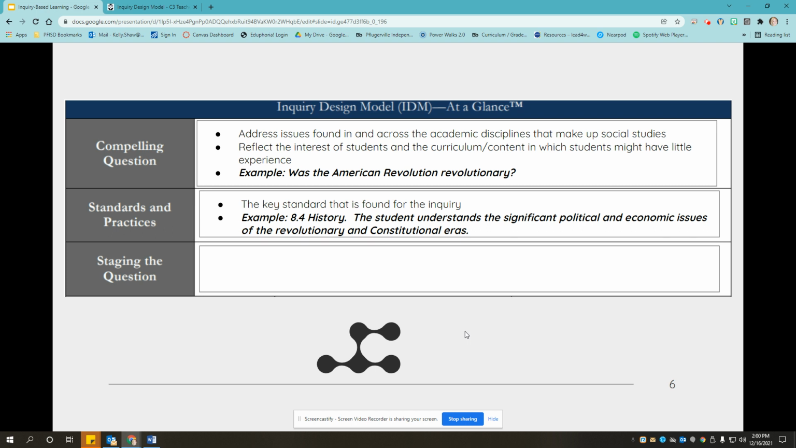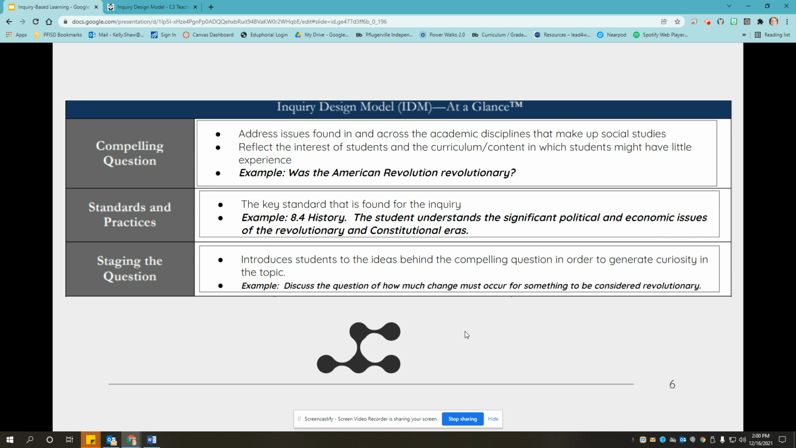Then you stage the question. So this is an activity or activities that introduces the students to the ideas behind the compelling question in order to generate curiosity in the topic. For example, if you want to get your kids thinking about what is revolutionary, you could ask them to discuss the question of how much change must occur for something to be considered revolutionary.